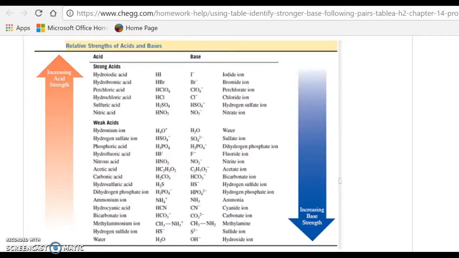Hello there. In this video, we will talk about strong and weak acids. So here's a list of some strong acids and weak acids, and some of them are categorized as strong and the others are categorized as weak. So we will look into what makes them strong or weak.